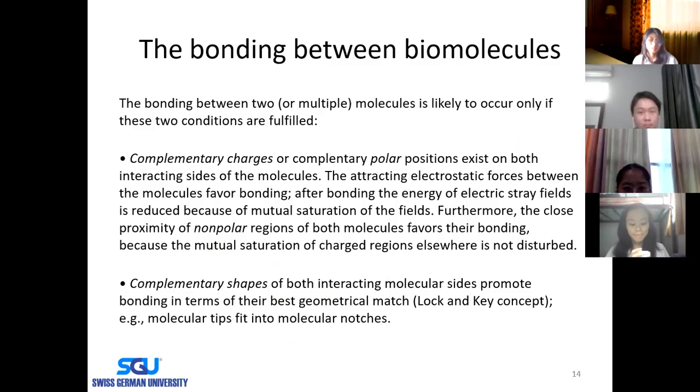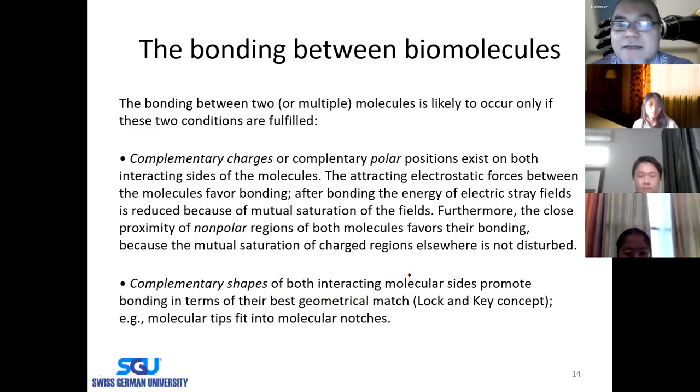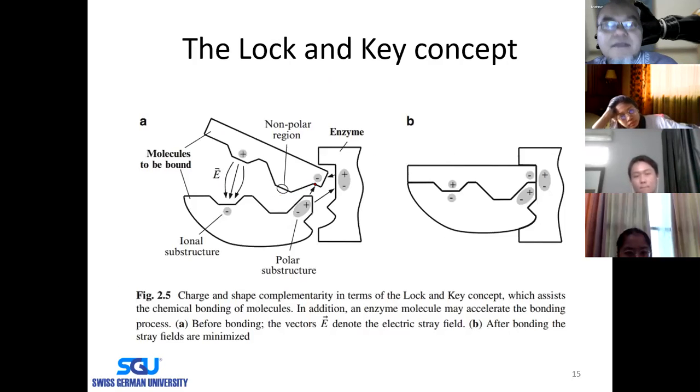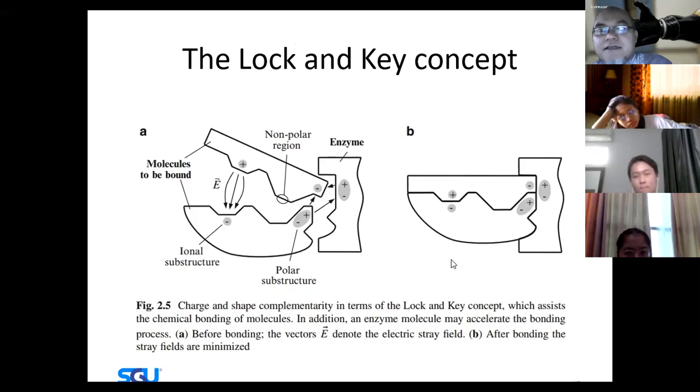Yeah, the lock and key concept in enzyme interaction, also in antibody-antigen interaction. The lock and key concept is one of the key concepts in biochemistry. So molecular tips fit into molecular notches. So remember this. There are two important mechanisms: the lock and key concept, or complementary shapes, and the complementary charges or complementary polar positions. This is something which happens in the phospholipid bilayer. So this is the lock and key concept.